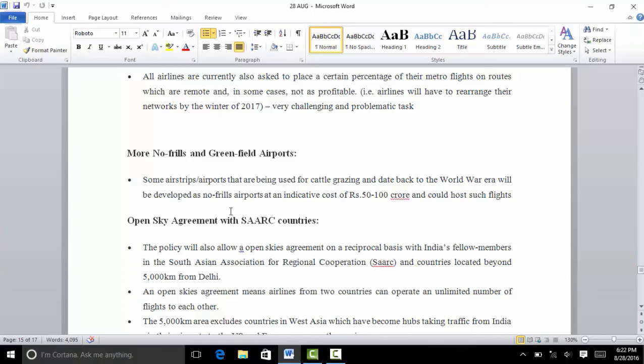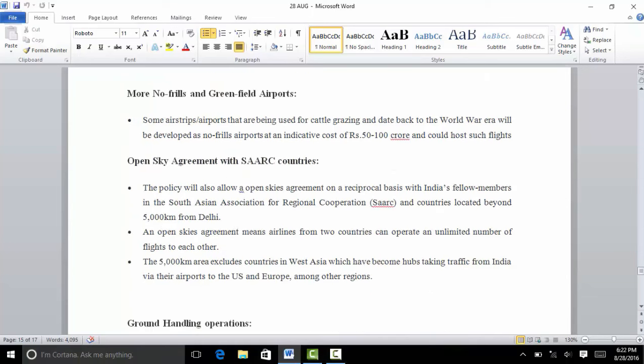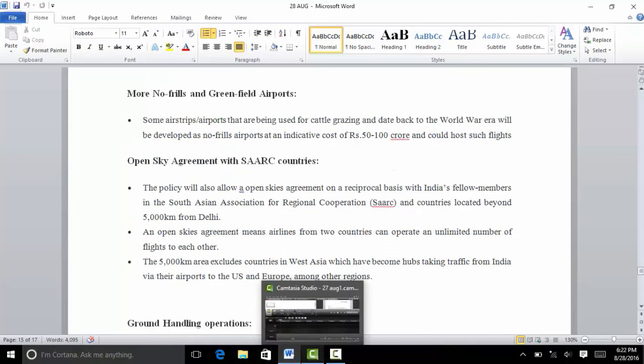So that's another one. Then the open skies agreement with SAARC countries. An open skies agreement is a reciprocal agreement, which means that the courtesy that I extend to you should be extended to me as well. That's the reciprocity. Open skies means letting the other country have as many flights as it deems necessary to that country, and vice versa. So basically with open skies, you can fly as many times and with as many aircraft as you want.